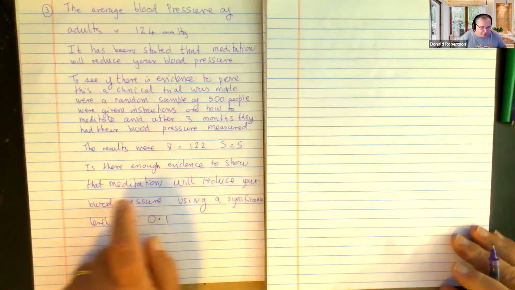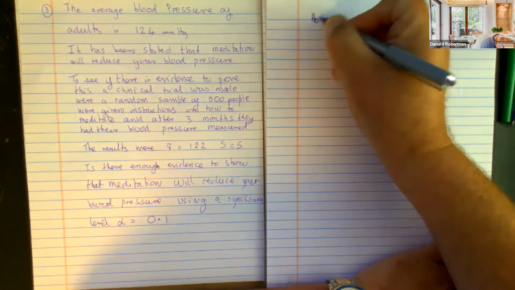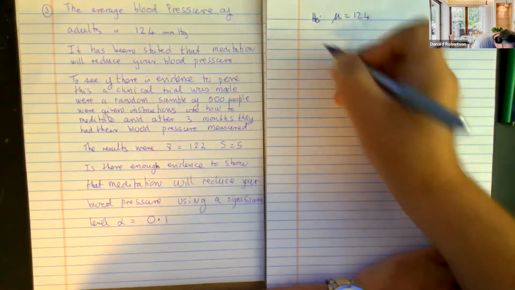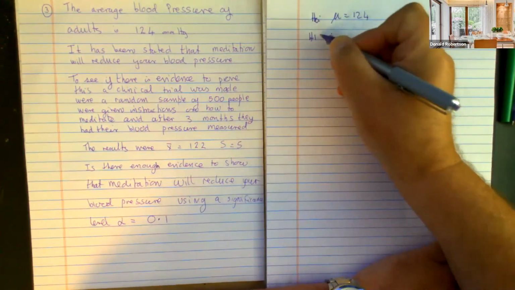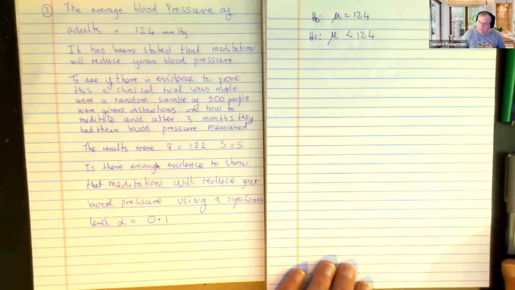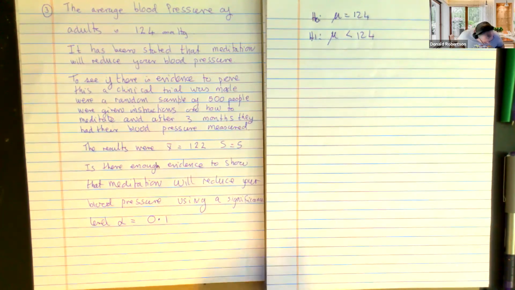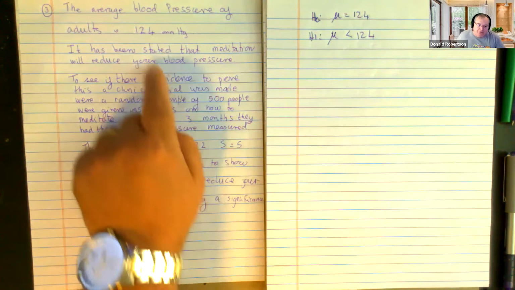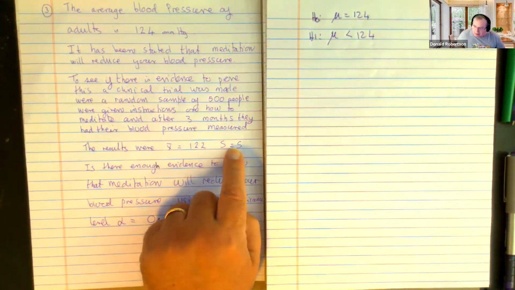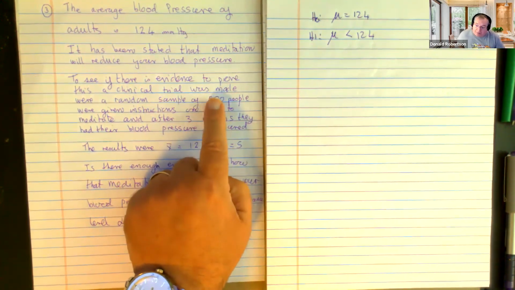Is there strong enough evidence to show that meditation will reduce your blood pressure? So the null hypothesis is that it's still going to be on average around 124. The alternate is, will it reduce it? Okay, so time to, oh, what do you think this time? 122 is less than 124. Standard deviation, not big, not small, but maybe enough. 500 people is good. Agreed, big is better.